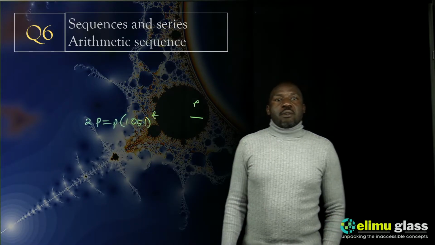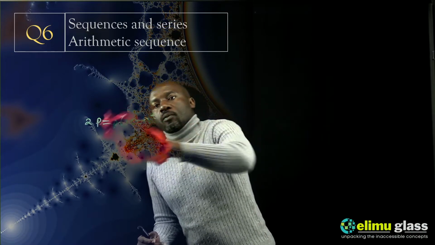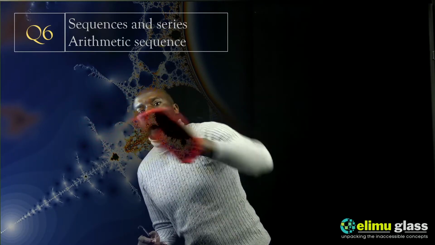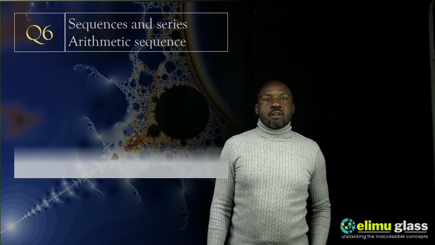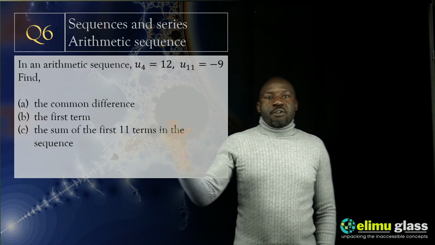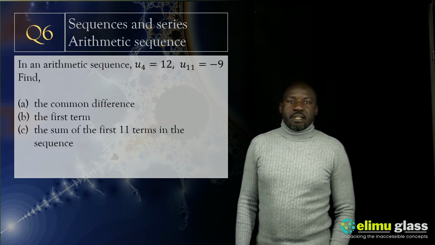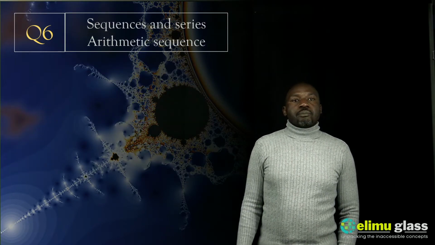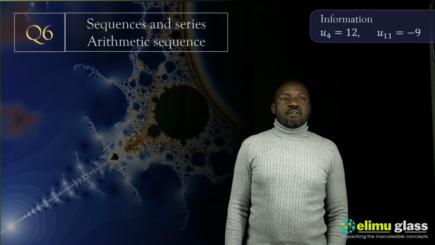Question 6, sequences and series. This was a simple question on sequences and series. Basically, in an arithmetic sequence, the fourth term is 12 and the 11th term is -9. Find the common difference, the first term, and the sum of the first 11 terms in the sequence. Okay? So first of all, the information given to us, U4 and U11, are given.